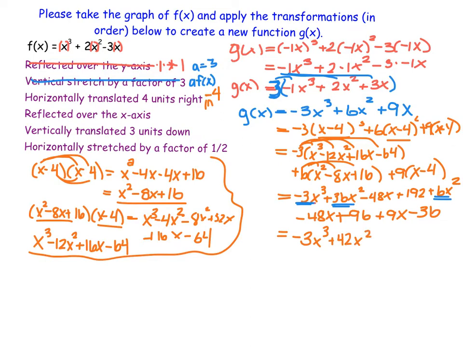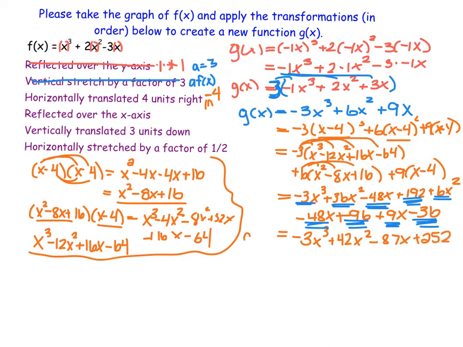We then have minus 48x and minus 48x. Those become a negative 96x plus 9, which becomes a negative 87x. And then you can see that we have 192, 96, and negative 36, which becomes a positive 252.